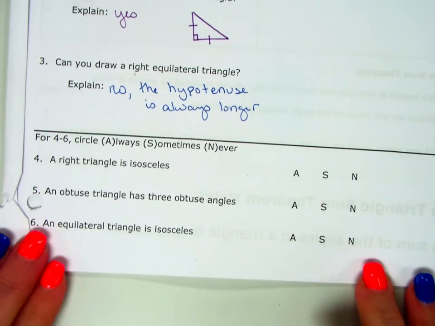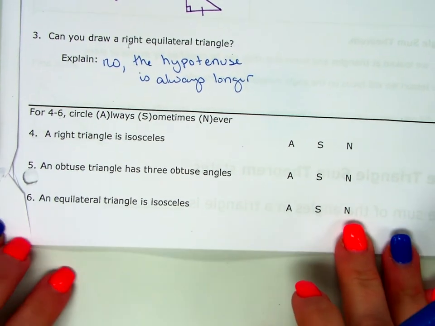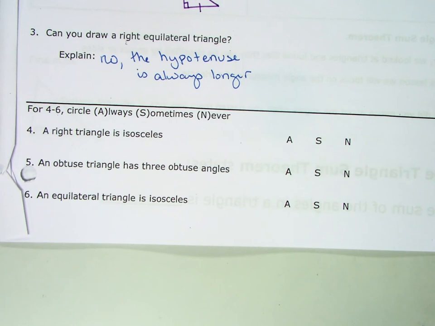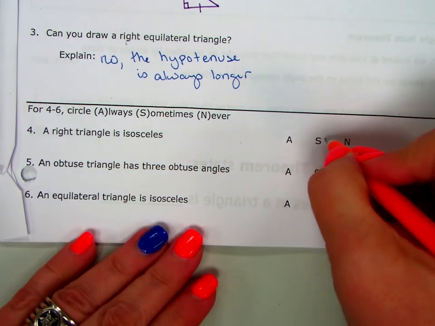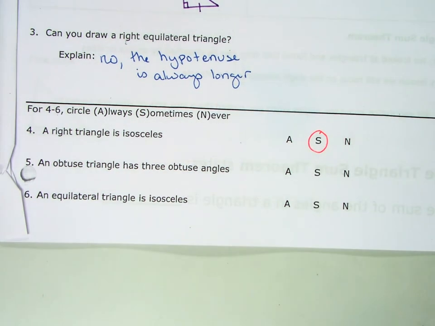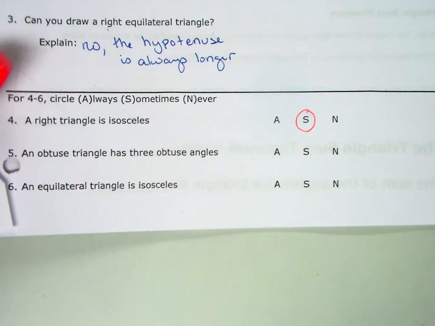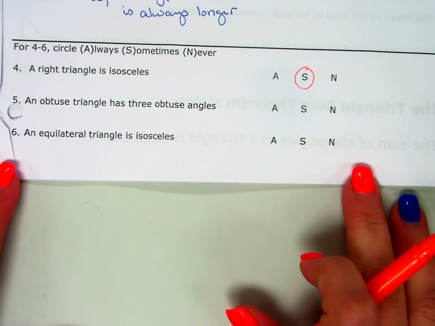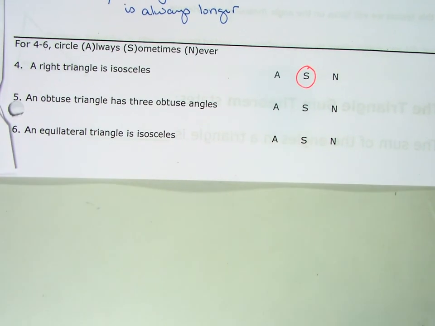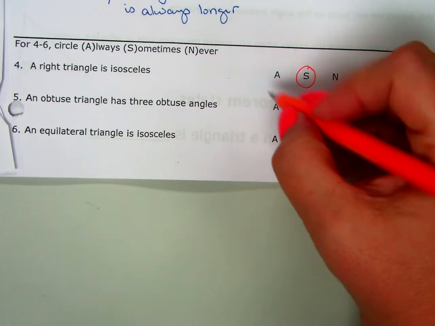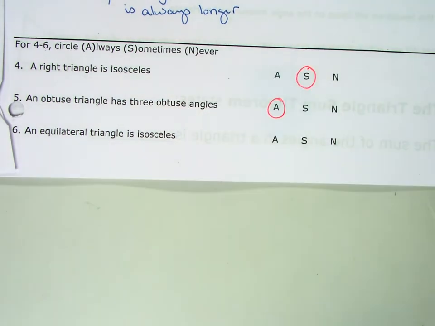Okay? All right, and then my favorite kind of problems, always, sometimes, never problems. A right triangle is isosceles. Always, sometimes, never? Sometimes. And we had that here, right? Here's a right isosceles, but here's a right scalene. We can't have a right equilateral, right? We already know that. An obtuse triangle has three obtuse angles? Never. You don't have enough degrees left for that.